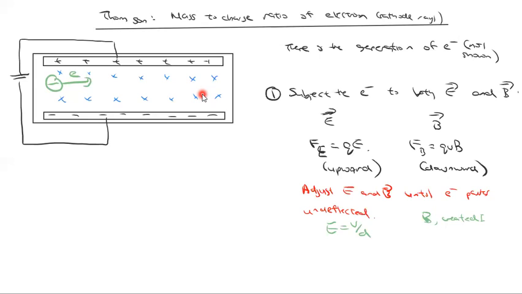So that means the condition is Fe equals Fb, which means your QE equals QVB, which means your velocity must equal E over B.